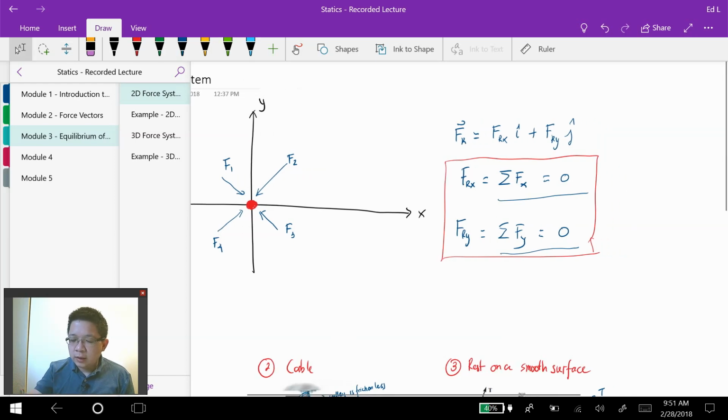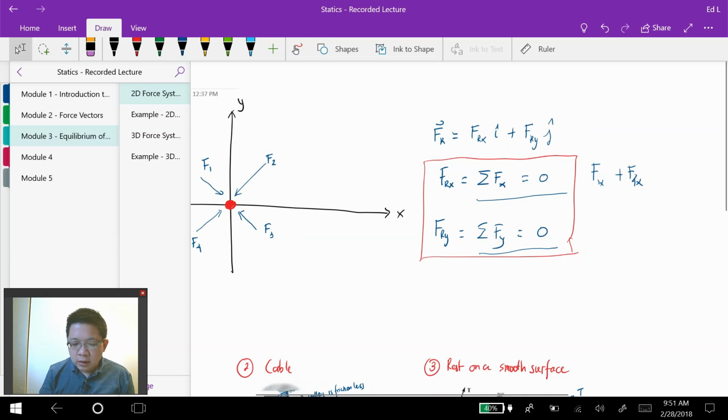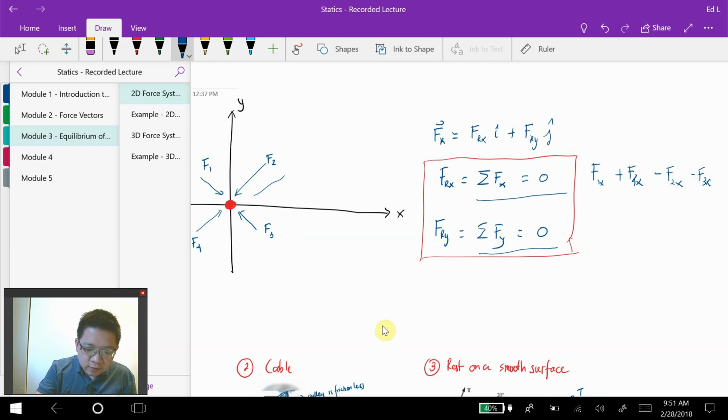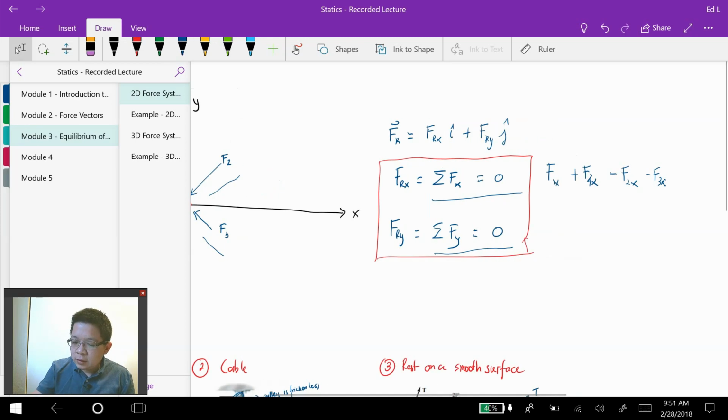For the sum of the forces in the x direction, we will have F1x, plus F4x, because they are both going in the positive x direction. Then we will have negative F2x and negative F3x, because they are going in the negative x direction, as you can see from the direction of these forces here. We set it equal to 0.